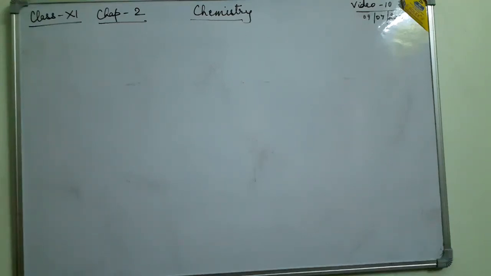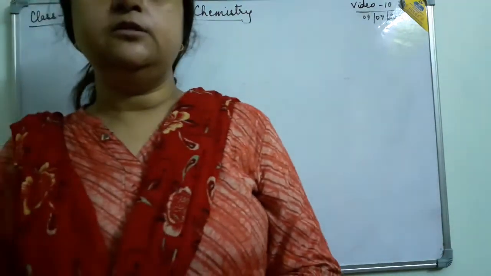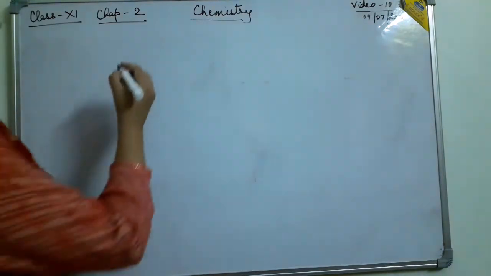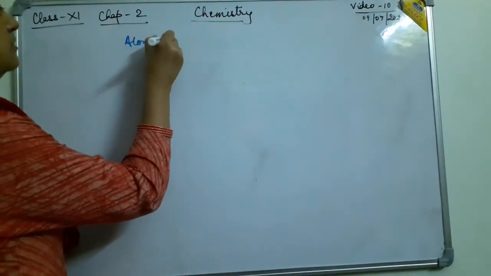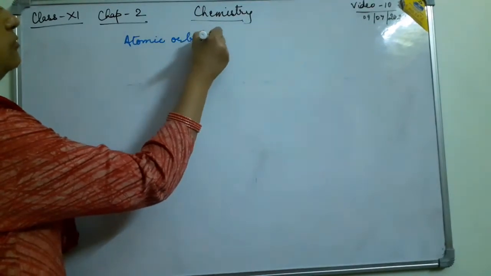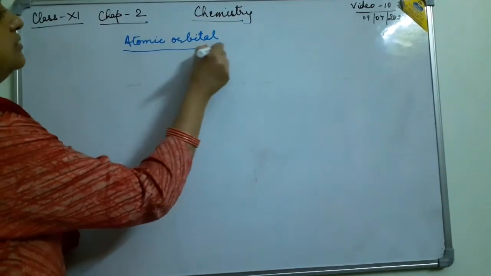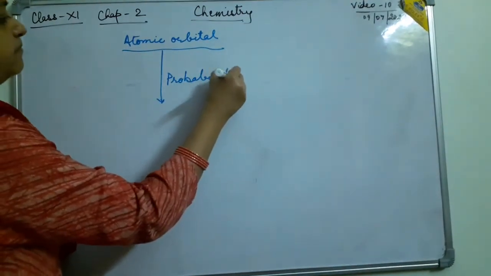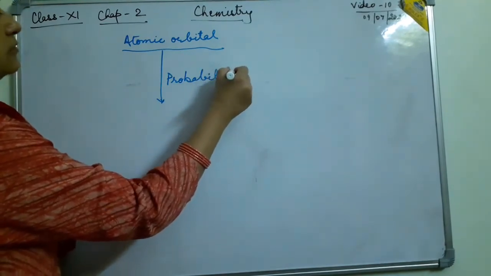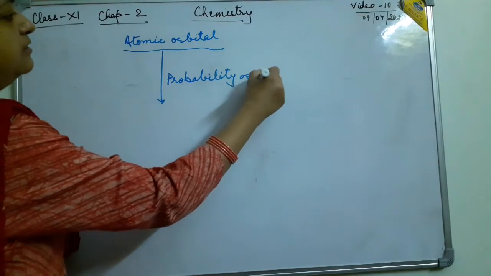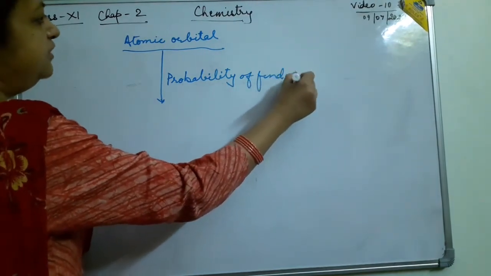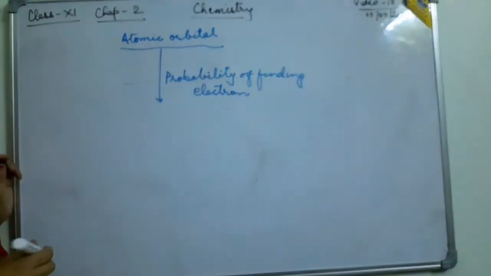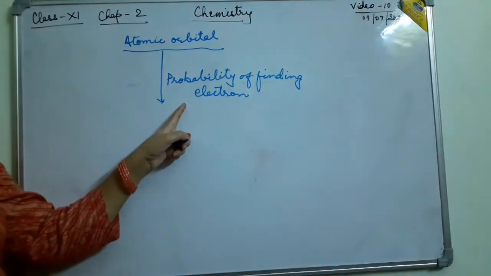Hello everyone. In the previous video, we discussed atomic orbitals and what an atomic orbital is. Atomic orbital means the probability of finding an electron. The atomic orbital represents the probability of finding electrons.